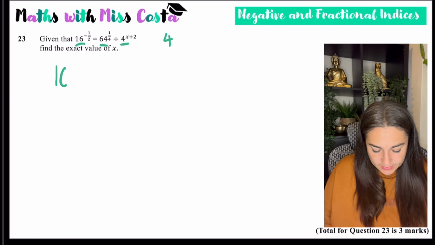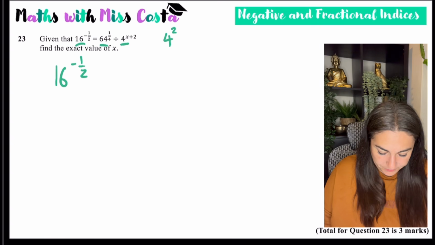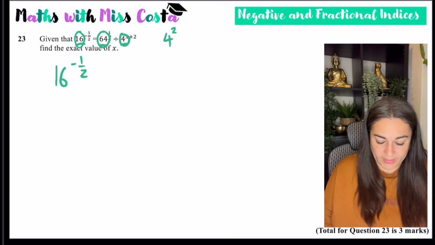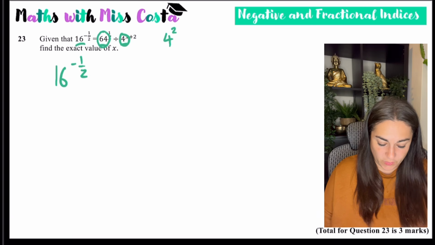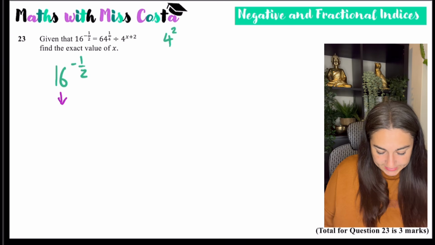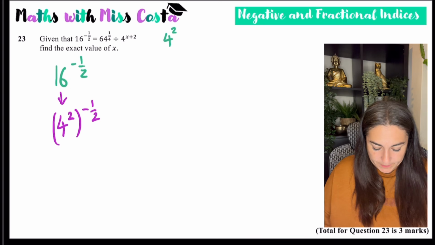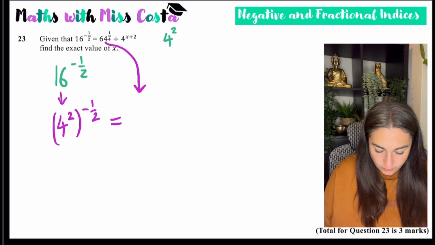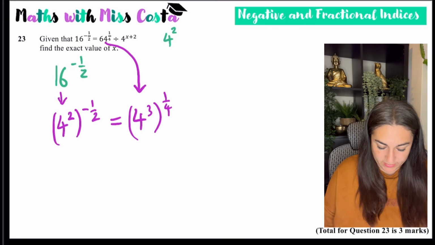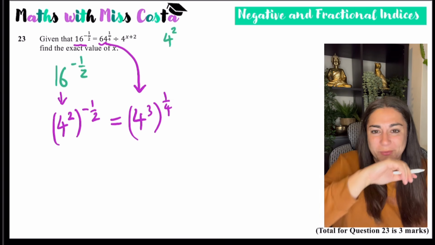So how else could I write 16? Well, I know that 16 is 4 squared. And the reason I've chosen 4 is because I've got 4 here. I also know that 4 cubed is 64, so that's why. It could have been 2, it could have been something else. You're going to look for whatever is common to all of your things. So instead of 16, I would say 4 squared to the power of minus a half equals, and instead of 64, I would say 4 cubed to the power of a quarter. I've just rewritten these integers as powers of 4.